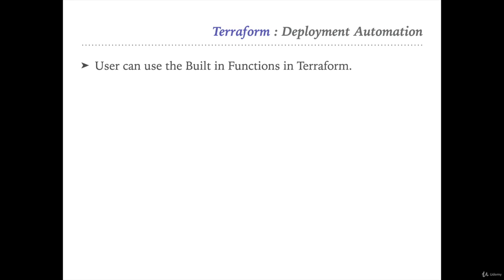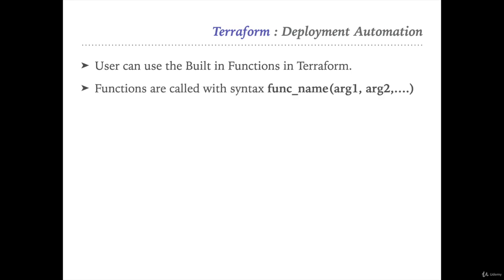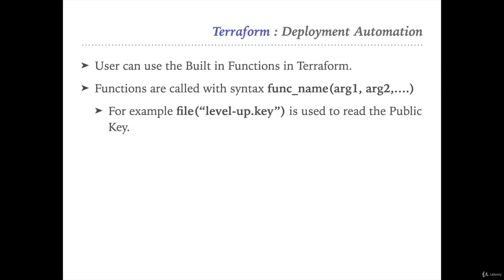In the Terraform configuration language, or HCL, users can use built-in functions, because Terraform provides a bunch of built-in functions which are quite helpful. Functions are called with the syntax function name, followed by the arguments recommended for the function. Some functions accept a single argument, some accept multiple arguments, some accept only string arguments, some accept numeric arguments, and some accept list or map arguments as well. We have already seen a few functions in our earlier lectures, examples and labs.